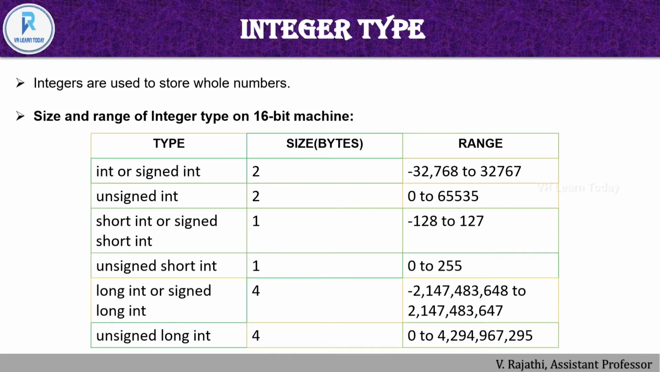Let's discuss the integer data type. Integers are used to store whole numbers. They will not have any fraction part; they only have whole numbers. Okay. The size and range of the data types here are for a 16-bit machine. We mention the 16-bit machine because the range and size in bytes differ from machine to machine. On a 16-bit or 32-bit machine, the size of integer, float, or double will be different. Okay, so this is the type given, and it is based on a 16-bit machine.